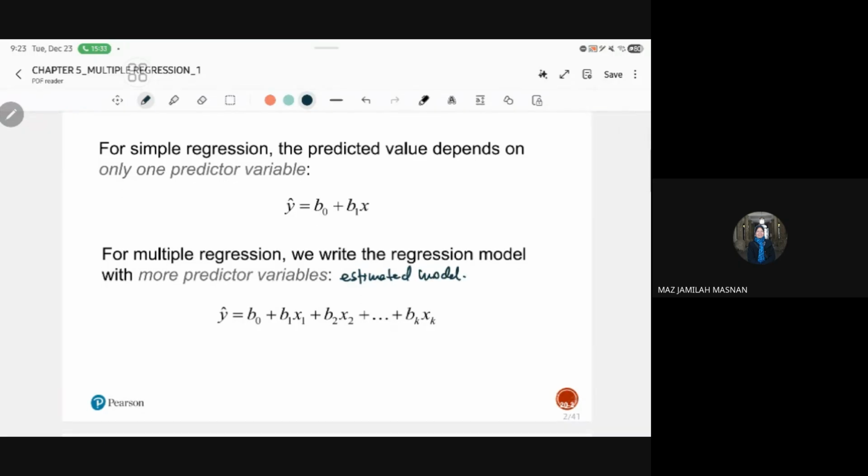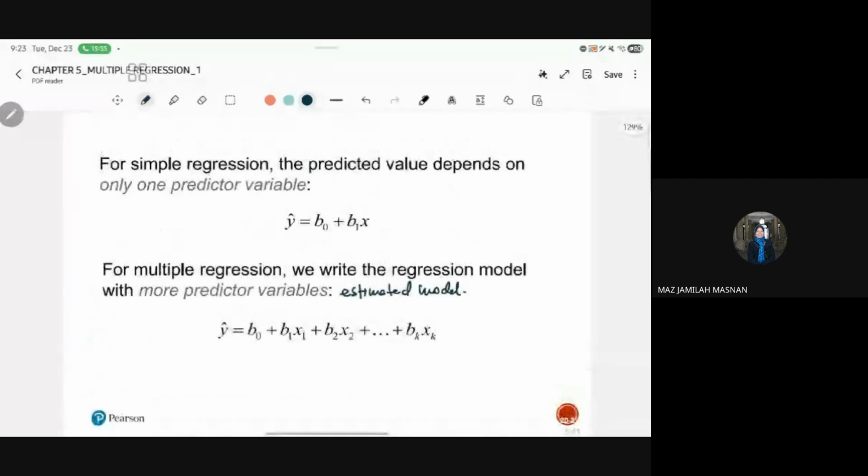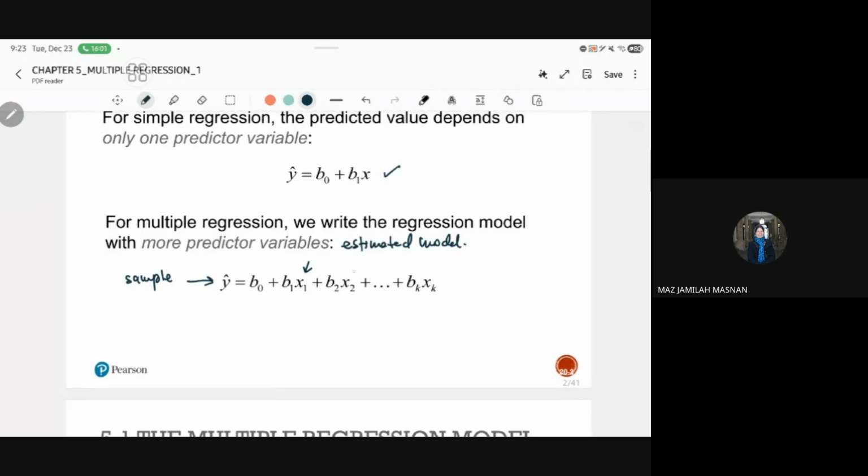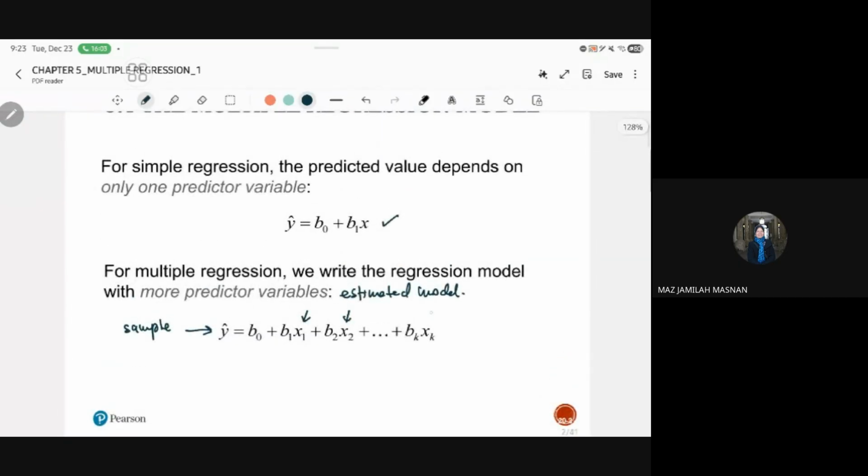Estimated model. So you can see over here, when you see this, you should think right away that it will be based on the sample data. Obviously they are much similar to what you have in simple linear regression. It's just that you have more than one IV. So this is the first independent variable, the second independent variable, and the kth independent variable.